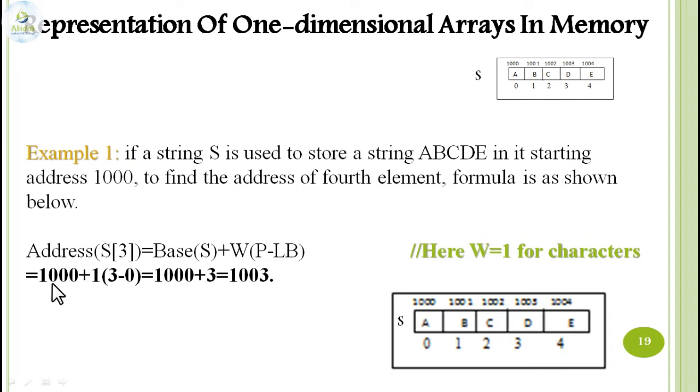So that's the multiplication. 3 minus 0 is 3. 1 multiplied by 3 is 3. 3 plus 1000 is 1003. That is the answer. How do you calculate the memory of the one-dimensional array?